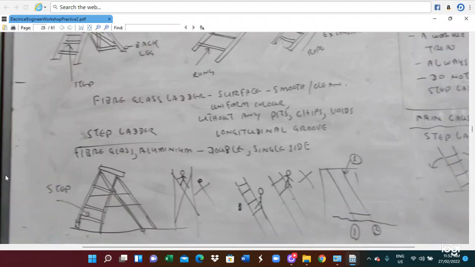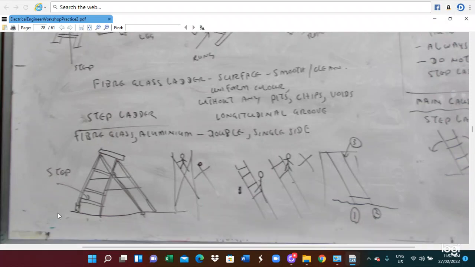So for step ladders, we can utilize fiberglass, aluminum, and so on. You can step and walk on it like this, and you have to maintain a 3-point connection, which is important. Both legs of the ladder must touch the ground, and the top must lean against the wall. So this is the 3-point connection, an important aspect.